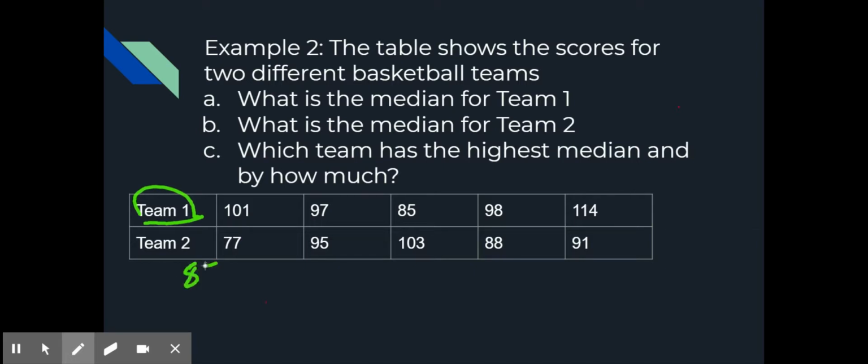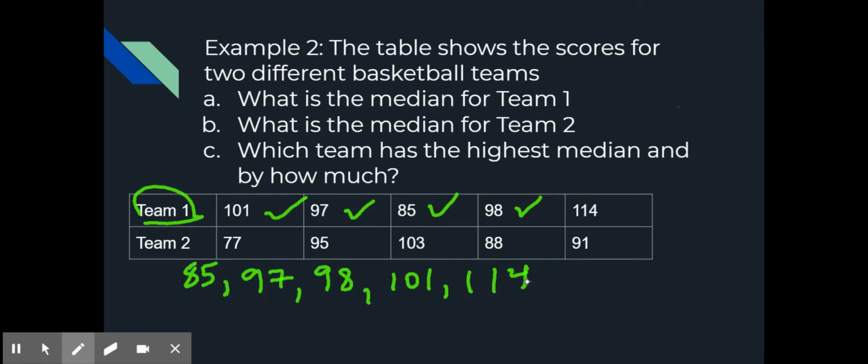to greatest. So I see 85, 97, 98, 101, and 114. And you can do this however you'd like. You probably can tell right away what the middle number is.